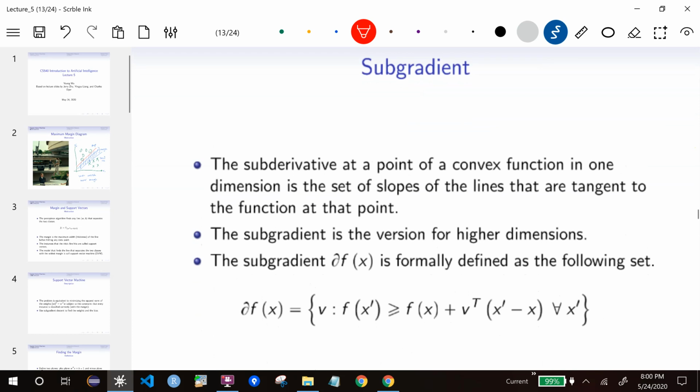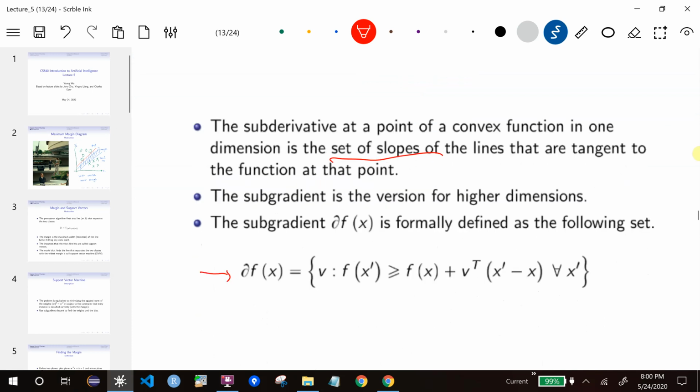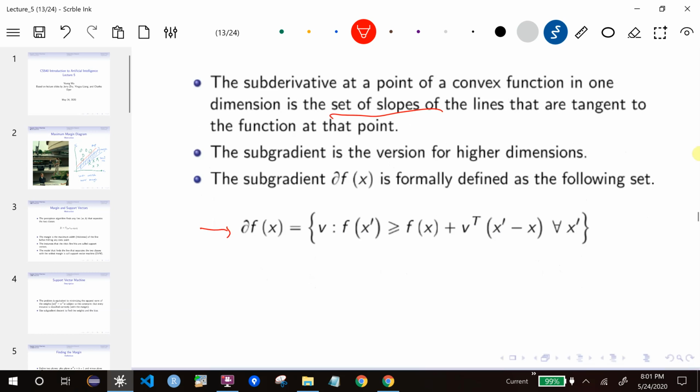Basically, given a convex function, it's the set of slopes of lines that are tangent. There is a very mathematical definition, but you don't need to know this at all. If you are interested, the subgradient is defined as basically the set of possible gradients at a point. And we're going to use this partial derivative notation again. I'm going to pronounce it as df, and it's not really a partial derivative, but we're using the same notation.